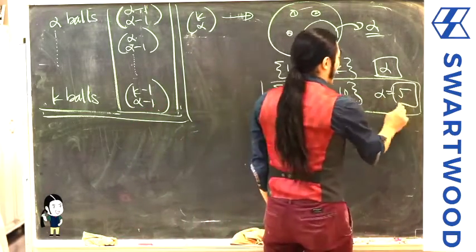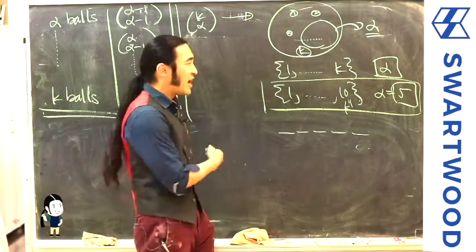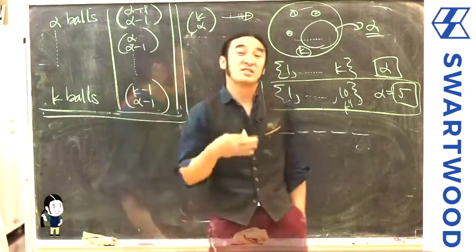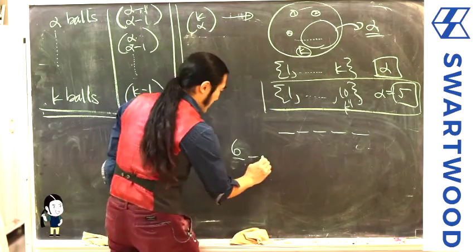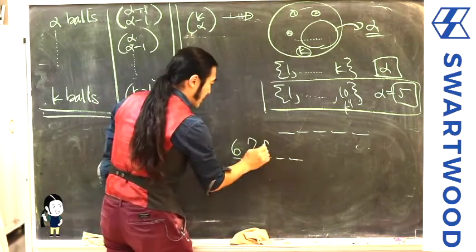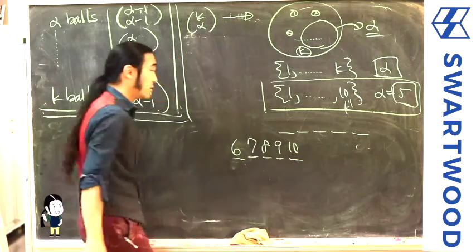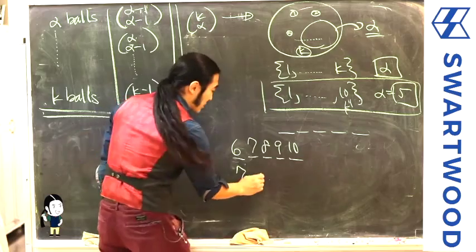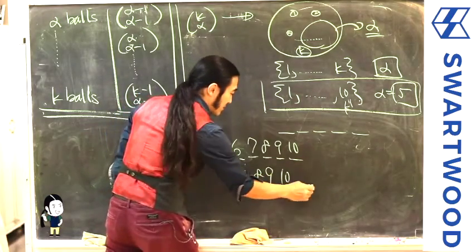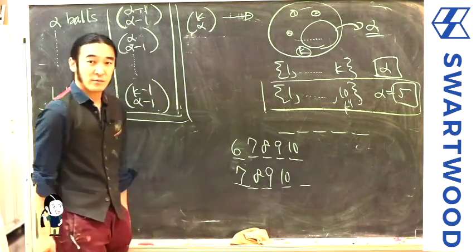You need to pick out 5 guys, right? Could 5 be the smallest guy in the set? Could 6 be the smallest guy in the set? Well, if 6 is the smallest guy in the set, then you need 7, 8, 9, 10. Looks like it's possible. Could 7 be the smallest guy in the set? No, because then you have 8, 9, 10. There's nobody to take that final spot, right?